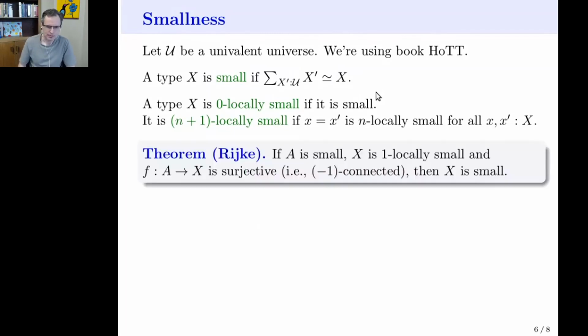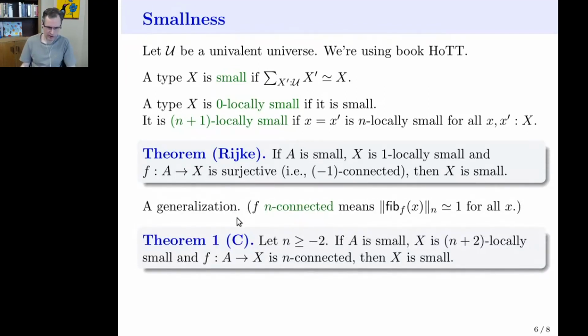Okay, so the key theorem that my results will rely on is a theorem of Egbert Rijke's that uses his join construction. So he shows that if you have a surjective map from a small type to a locally small type, then the locally small type, the codomain X, is in fact small. This isn't exactly how he phrases it, but it follows immediately from what he's done. And I'll just remind the audience that surjective is expressed as -1 connected. And a map is n connected if all of its fibers, when you n truncate them, you get a contractible type.